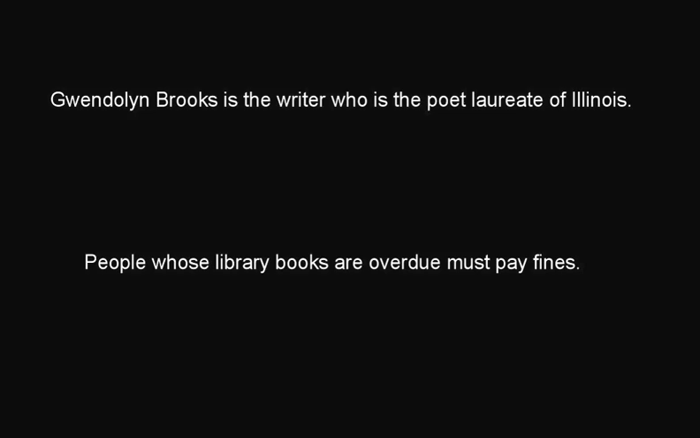Gwendolyn Brooks is the writer who is the poet laureate of Illinois. Now, the independent clause here is Gwendolyn Brooks is the writer, right? It stands on its own. We can say it and no one will look at it askance. But again, it doesn't tell us which writer she is. She's just the writer in this sentence. And so we have this who telling us she is the writer who is the poet laureate of Illinois. That is specifically which writer she is.